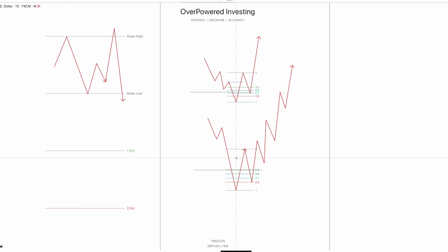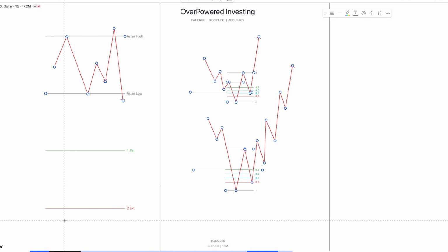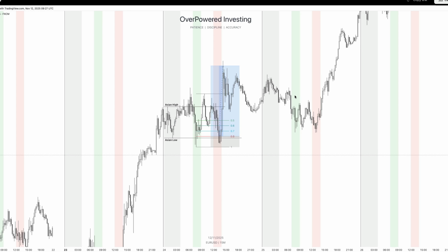We look for the change of character or the buildup of the new order flow based on the context of the markets. So guys, let's break down a couple of real life examples, but unfortunately they are going to be just on the 15-minute time frame. As you can see over here, this is our Asian high, this is our Asian low.